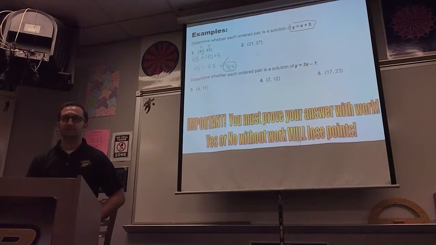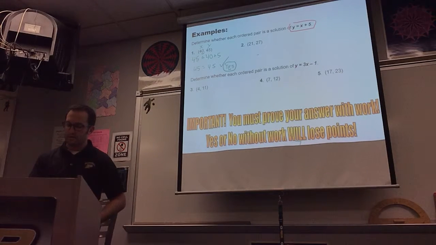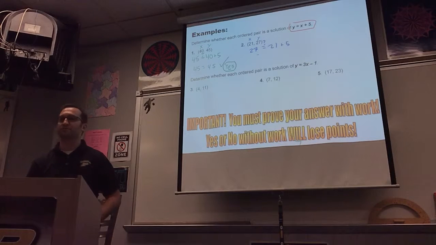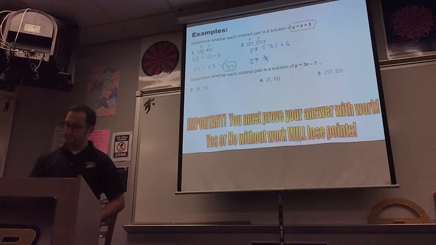So what's our x in that coordinate point? 21. And our y? 27. So we literally just plug it in. So 27 equals 21 plus 5. And we ask ourselves, is that true? It is not true. Why? It's 27. 21 plus 5 equals 26. So we would say no.